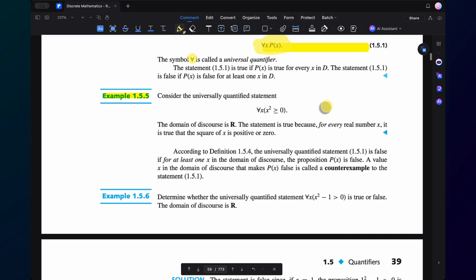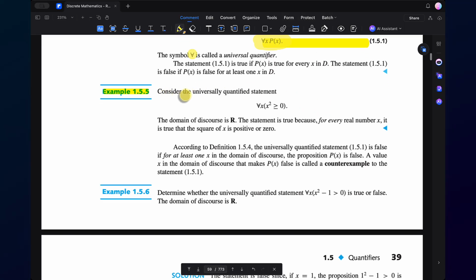Okay, let's take a look at an example. Consider the universal quantified statement: for every x, x squared is greater than or equal to 0, where I assume the domain of discourse is the real numbers. We're not allowing for complex numbers or matrices in here, just real numbers. So the statement is true because for every real number x, the square of x is positive or 0. So this is a universal quantified statement which would be considered to be true.